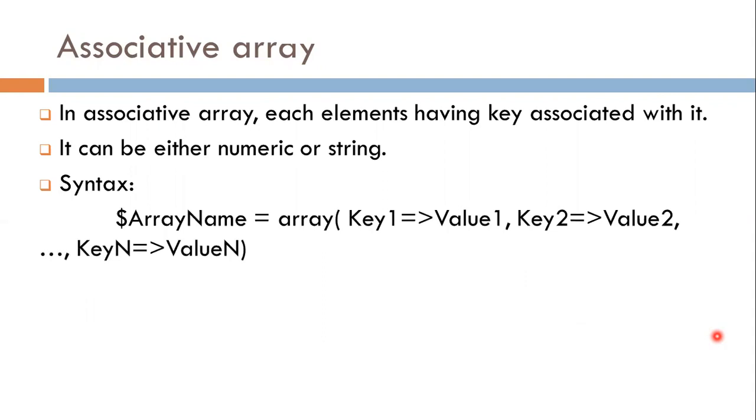The syntax of associative array is $array_name equal to array, then in brackets key1 => value1, then key2 => value2, and it continues for key n and value n. So each and every value is associated with a particular key, and it is not compulsory that these keys are consecutive, meaning in sequence.